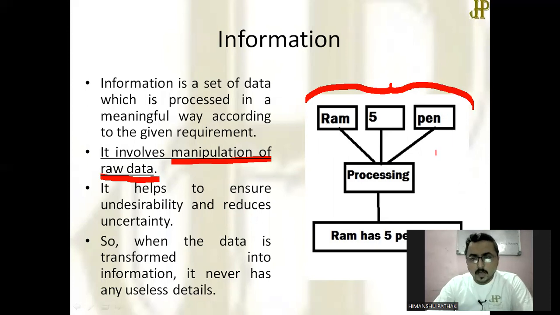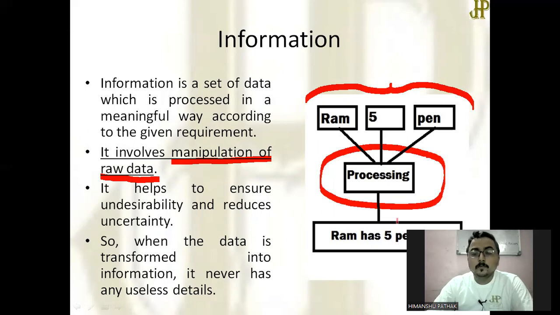Now, these data are processed and we get a particular sentence in English, that is, Ram has 5 pens. So what do we get? We get the information that there is a person known as Ram and he has a collection of pens and that quantity is 5. Okay. So it is very clear to you what is data and what is information.